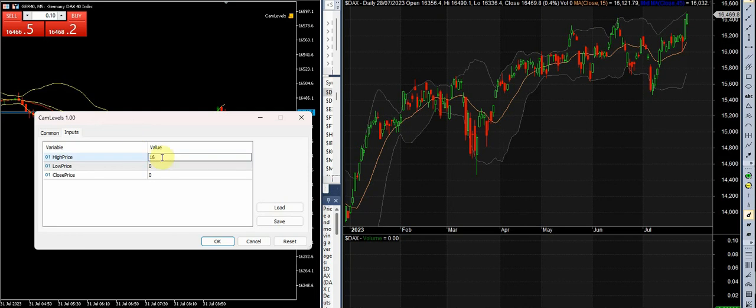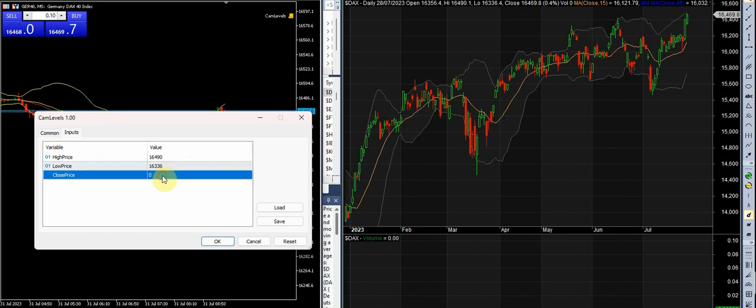So 16,490, which is the high, the low price, which is 16,336, and then the close price, which is 16,469. Now I could run that up obviously to 16,470, but it's okay where it is. It shouldn't make too much of a difference.